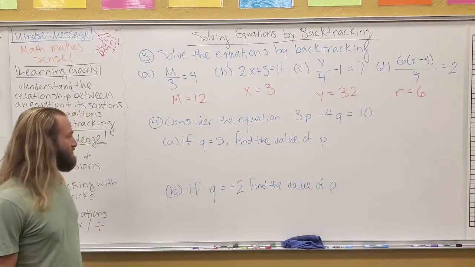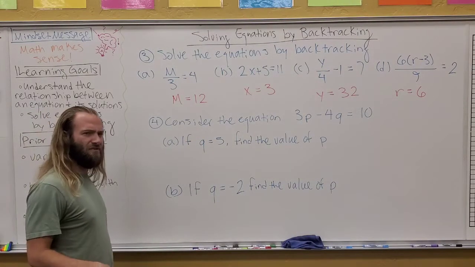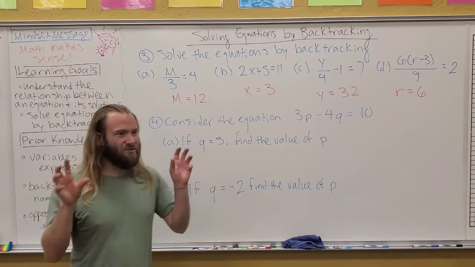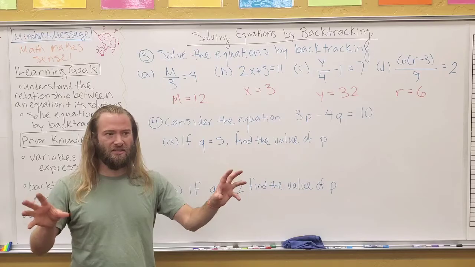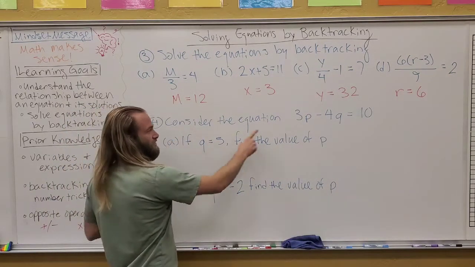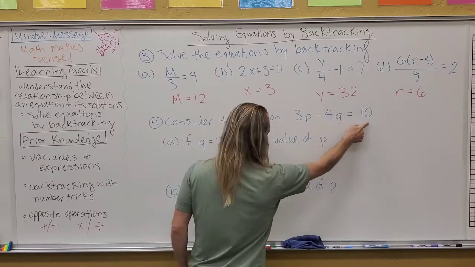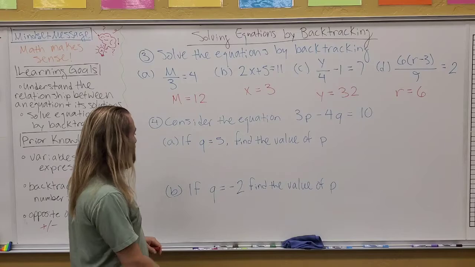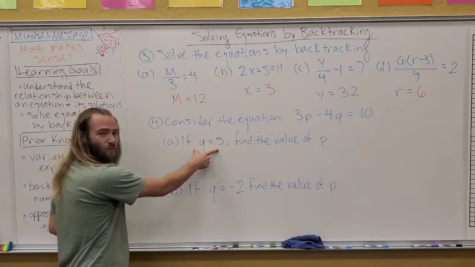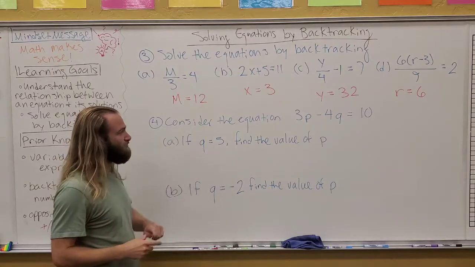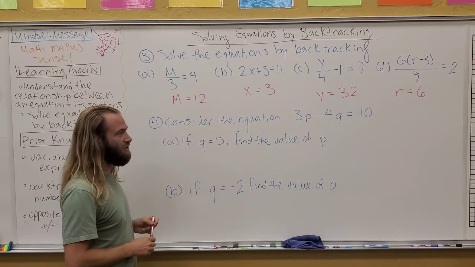Okay, our last exercise for today is actually going to involve an equation that has 2 variables, which is kind of weird, because that means we need to have 2 numbers that work independently to be able to make it true. So this equation is 3p minus 4q equals 10. Okay? So the cool thing is, if we set one number at a specific value, in this case we said if q equals 5, find the value of p.